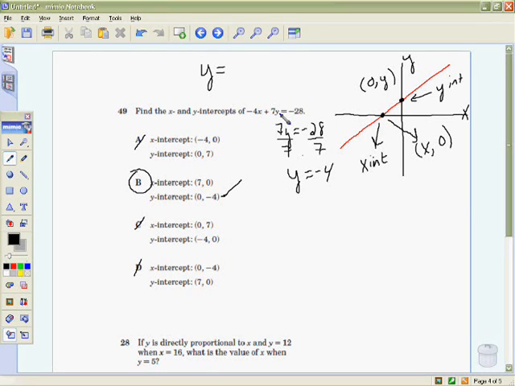Same for my x-intercept, make the y 0. So basically I just cover this up. It goes away because anything times 0 is 0. So I have another simple equation. Negative 4x equals negative 28. Divide by negative 4. And x is equal to positive 7. And again, we have it. So two ways to work the problem.